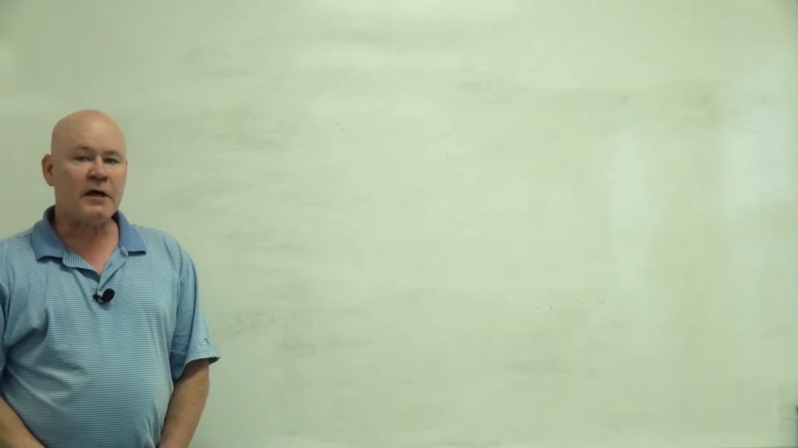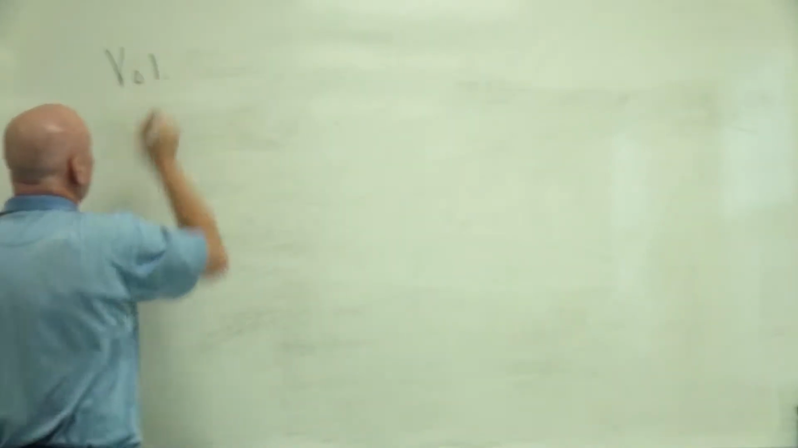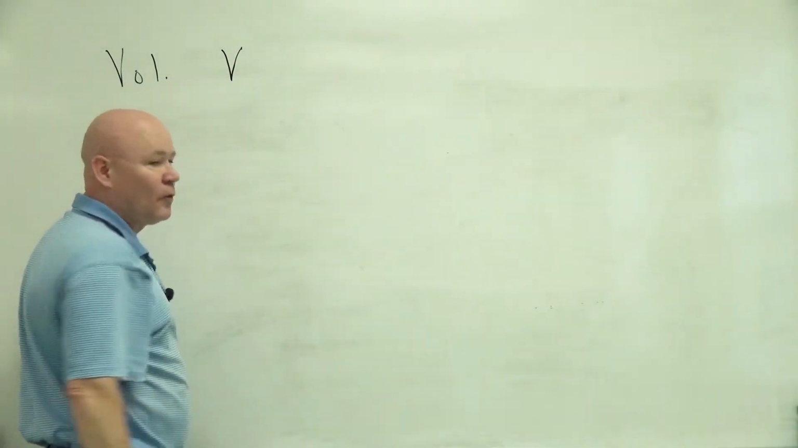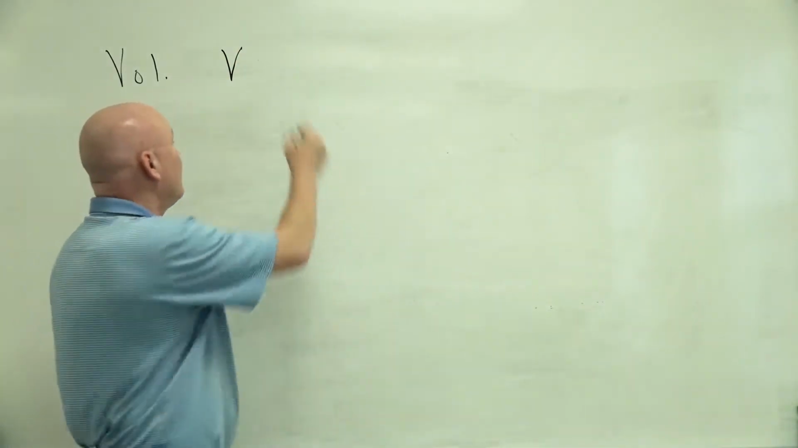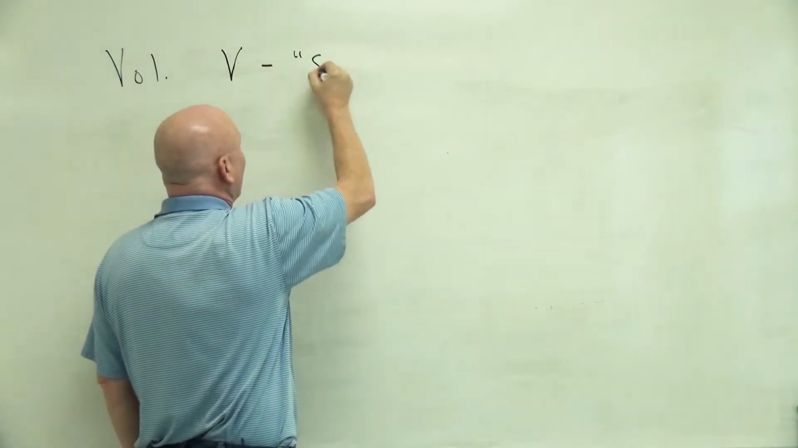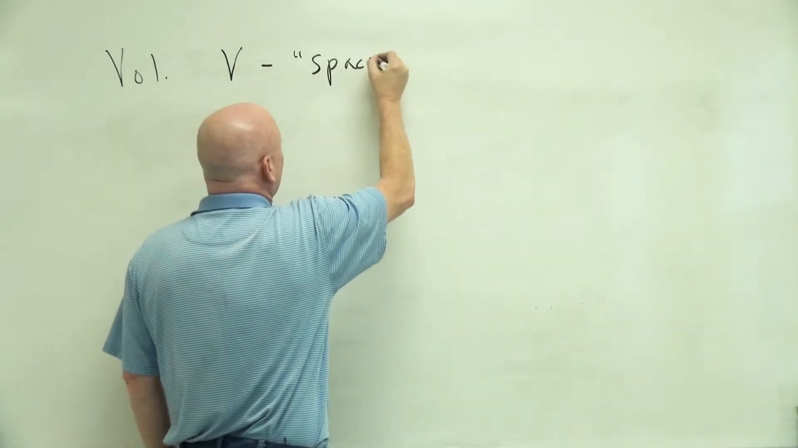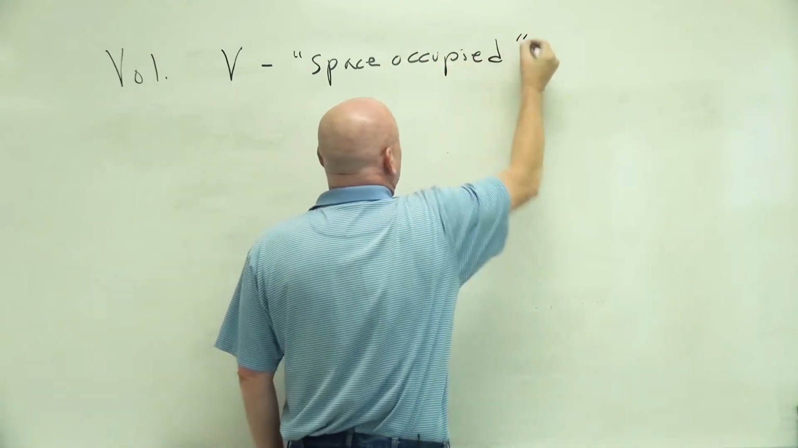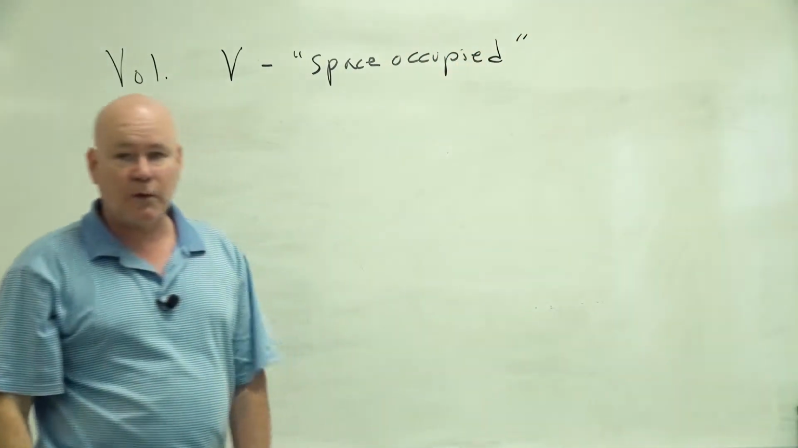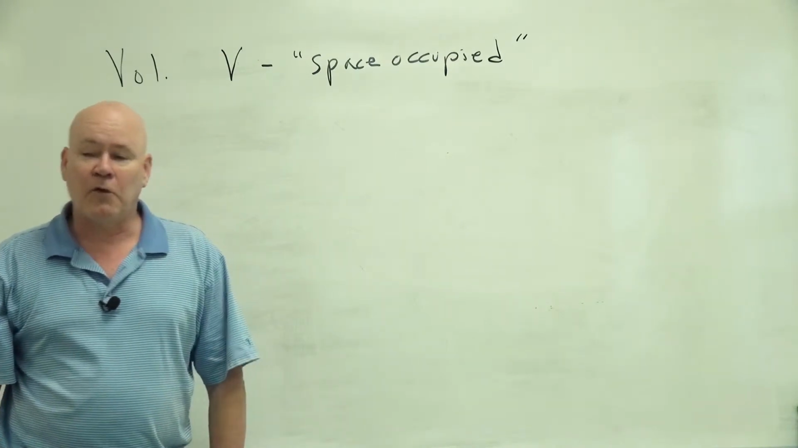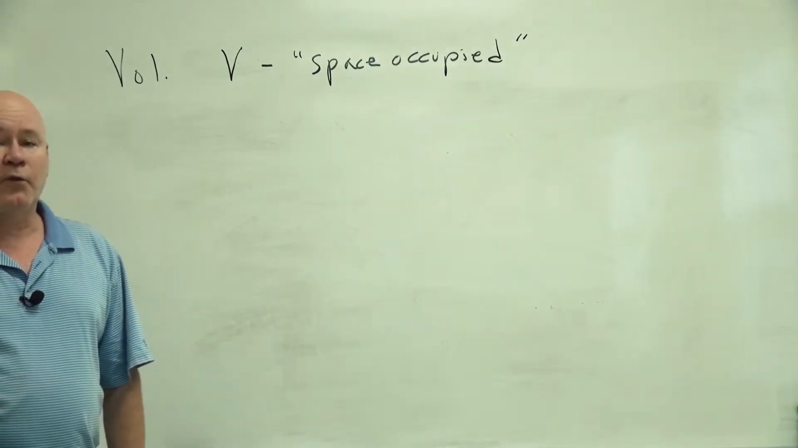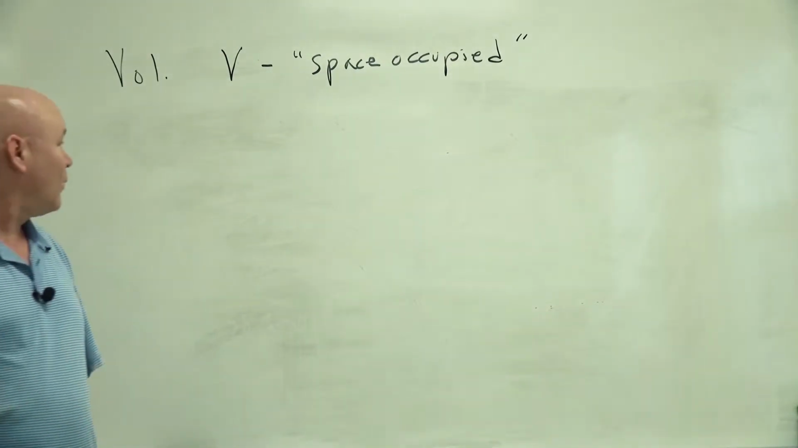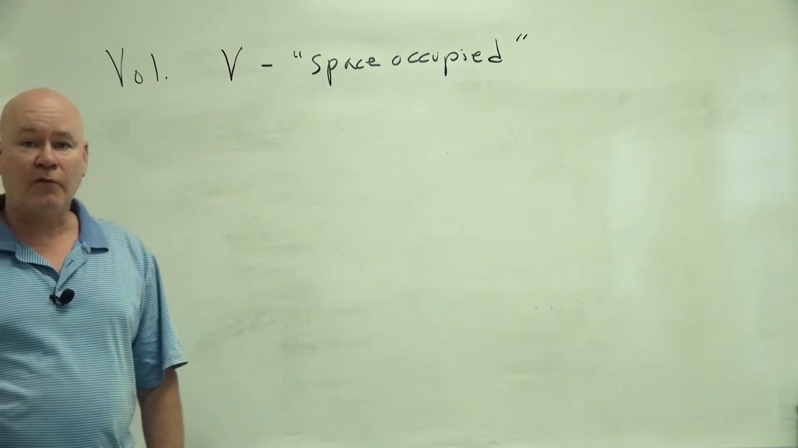And so the next kind of unit that we have to use is the volume, and its abbreviation is V. V for volume. And volume is the space occupied. If you remember back in chapter 2 when we talked about units, volume is the space occupied. Mass was the amount of matter that you had. So right now we have the space occupied for volume.